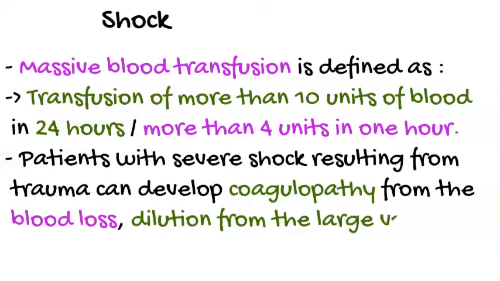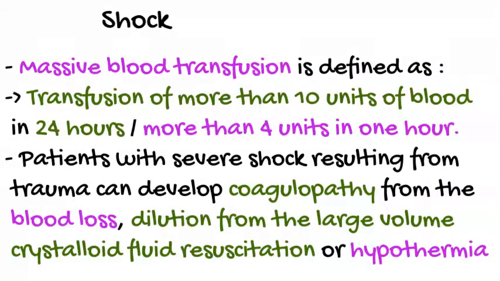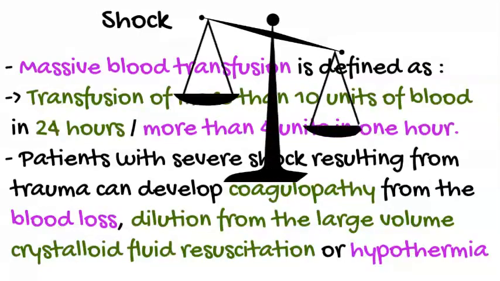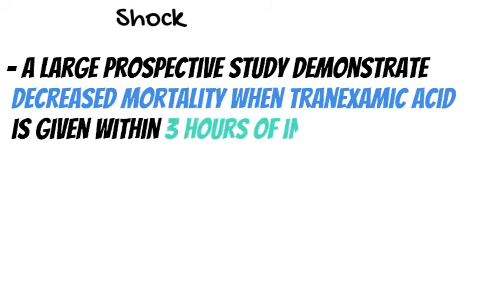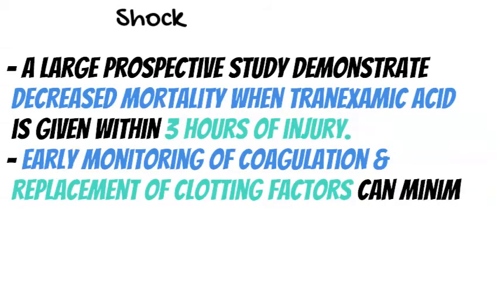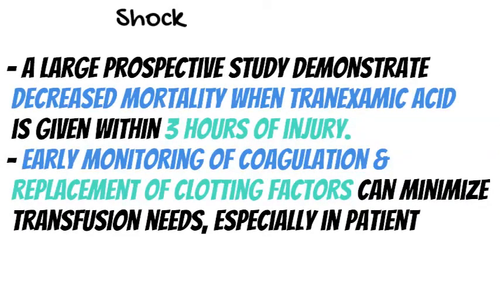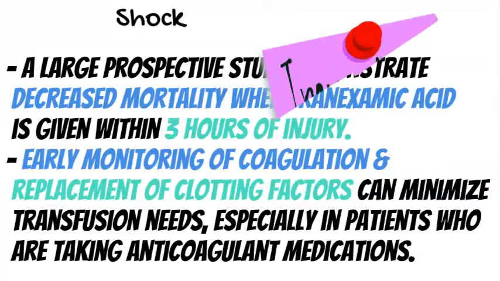Patients with severe shock resulting from trauma can develop coagulopathy from the blood loss, dilution from the large volume of crystalloid fluid resuscitation, or hypothermia. A large prospective study demonstrates reduced mortality when tranexamic acid is given within 3 hours of injury. Early monitoring of coagulation and replacement of clotting factors can minimize transfusion needs, especially in patients who are taking anticoagulant medication.